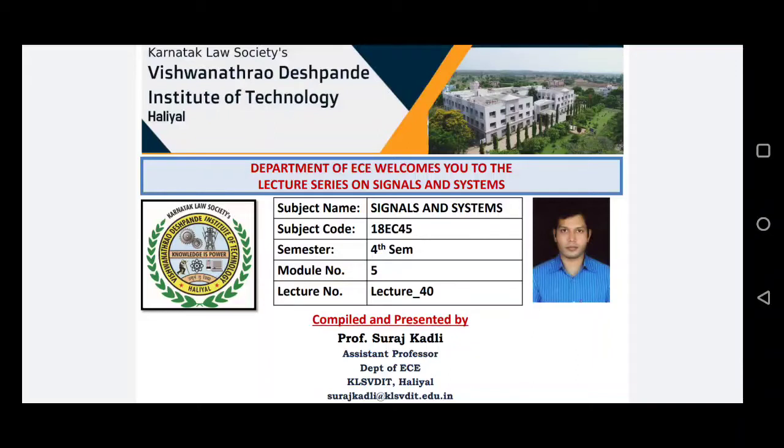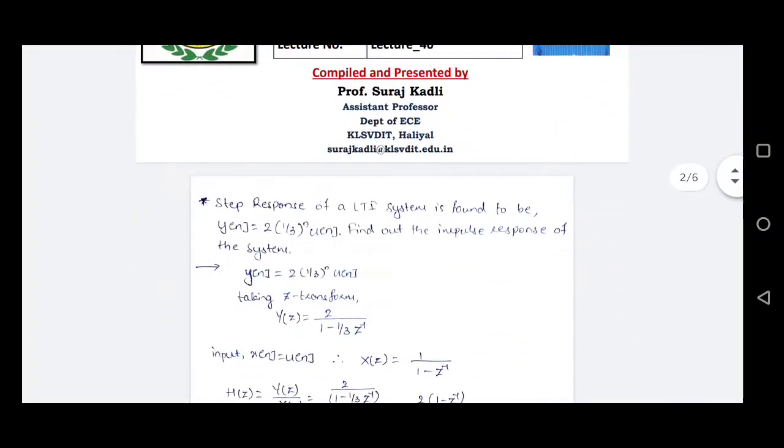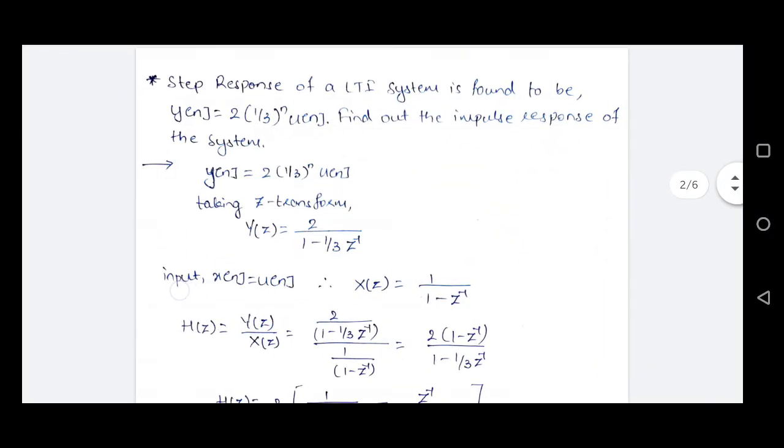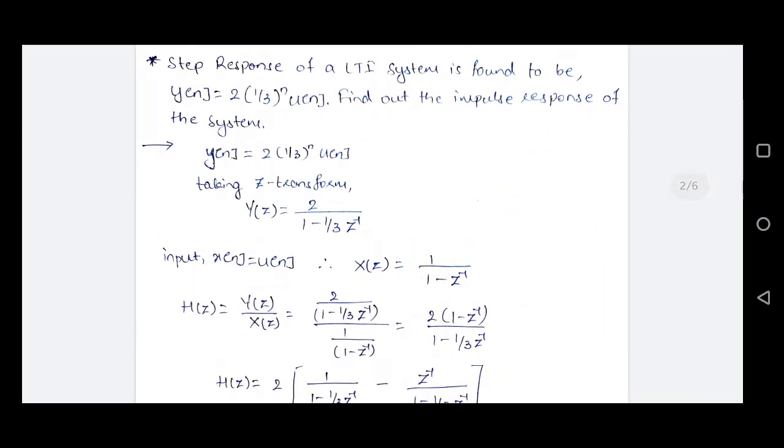In the previous video lecture, we discussed how a linear time invariant system can be analyzed in the Z domain. How do we obtain the output y of n of an LTI system with the help of the Z transform? In today's lecture, we'll be solving some more problems to understand transform analysis of linear time invariant system. And with these problems, we'll conclude module 5.